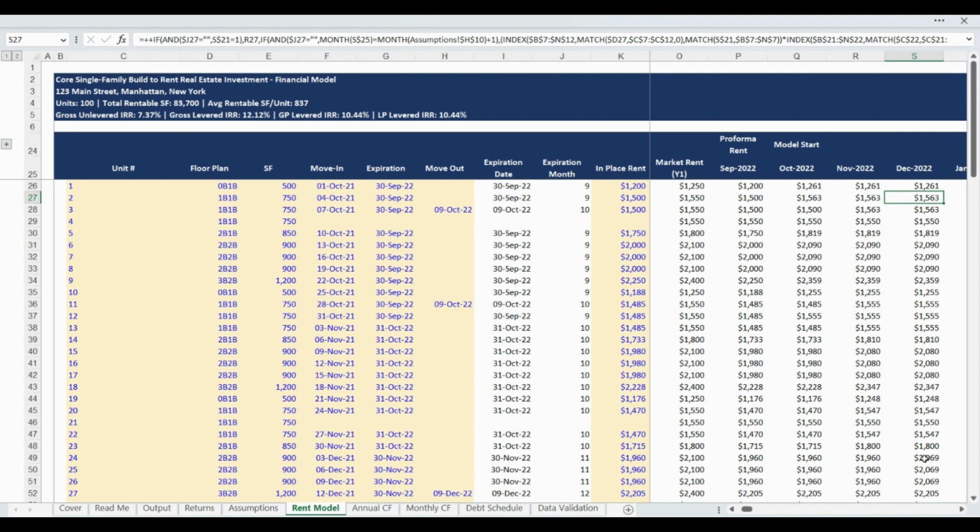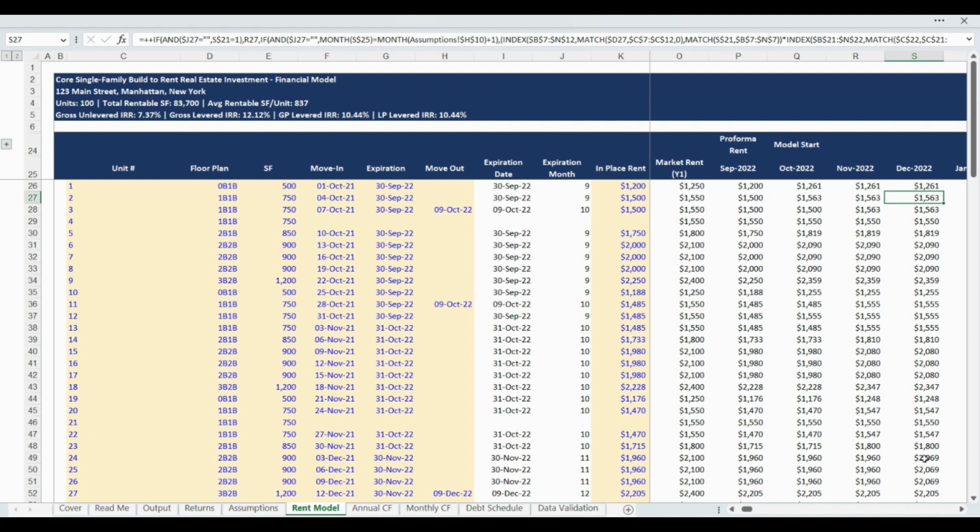Please note that if a unit is currently vacant, leave the move-in, expiration, and move-out date as well as the in-place rent input as empty. The rental revenue forecast module will forecast these units at market rent as of day one, with turnover occurring on the month following the anniversary of the closing date on an annual recurring basis.